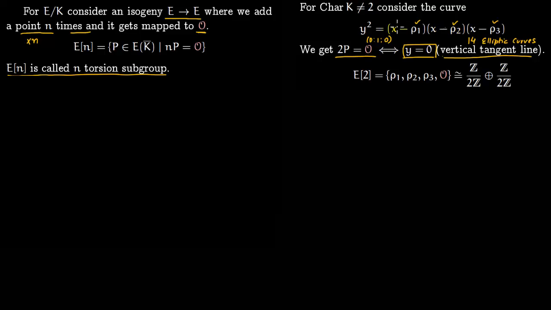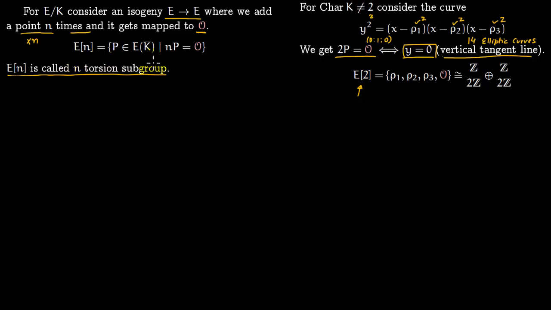And then if you homogenize this, you will put a z here, ρ1 z here, ρ2 z here, and ρ3 z here. And then you can see that the point (0, 1, 0) will also satisfy this equation. So you have 4 points precisely for two-torsion. So this is the two-torsion subgroup.